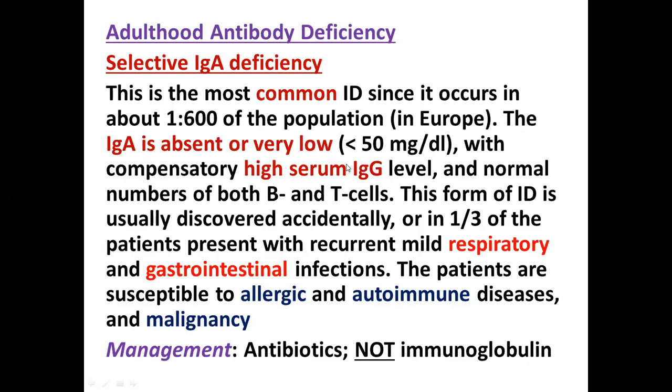The patient will have normal numbers of B cells and T cells. Such deficiency occurs accidentally. A patient comes to you for a routine check.